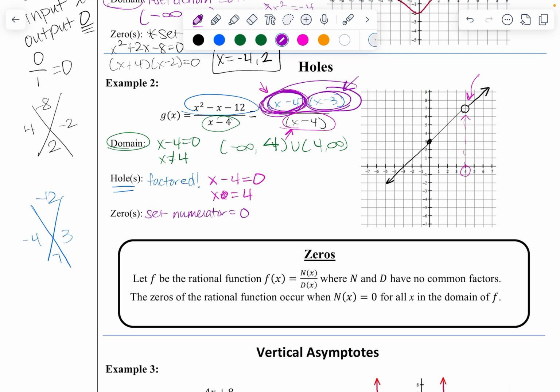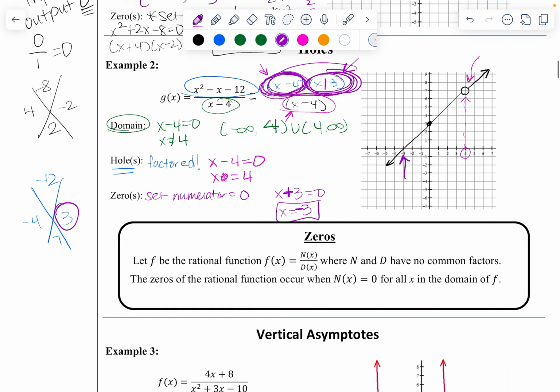So we're just going to take what's left over, which is that x minus 3, and set it equal to 0. Therefore, x equals 3 is our only 0. And we see it, this should be positive 3 because of this right here. So this is a negative 3. And we see this 0 right here at negative 3, where it crosses the x-axis.